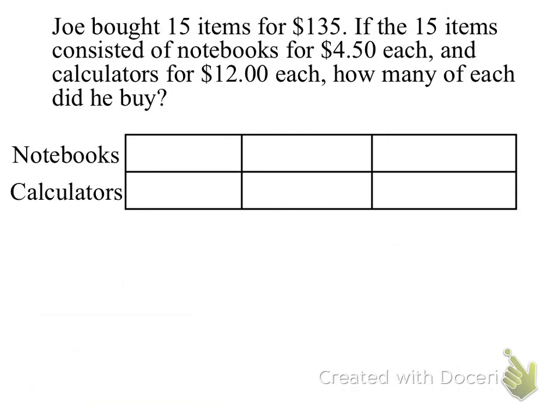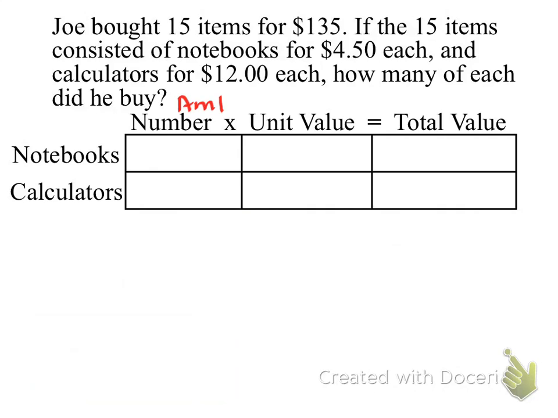So, if they give me a quantity and a dollar amount, that's usually the easiest kind of problem because I can always set it up like this. The first column I'm going to name amount or quantity. The second column is unit value. And what units are we talking about? So we said amount is one of them.